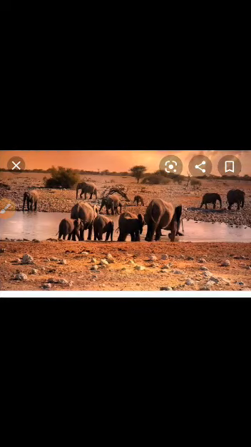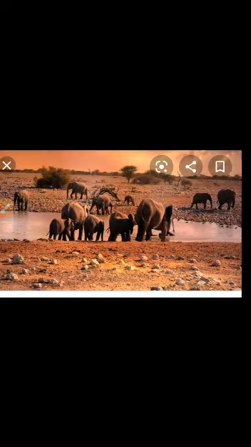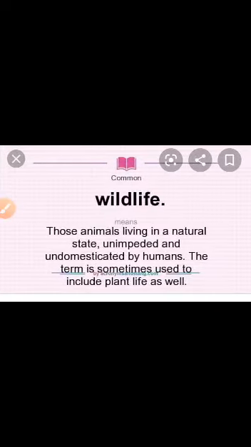The elephants are the most majestic animals among the mammals. They are found in the hot wet forests of Assam, Karnataka and Kerala, etc. And another definition of wildlife: those animals living in a natural state, unimpeded and undomesticated by humans. The term is sometimes used to include plant life as well.